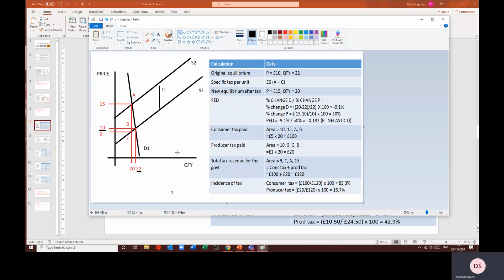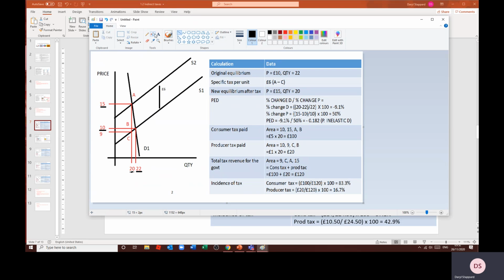But what we can then see is that when we introduce this £6 per unit tax, the price will grow in the market to £15. At that new equilibrium price of £15, the new quantity being bought and sold in the market is 20. So the market has shrunk, if you like, by 2. Remember, taxes can be used to discourage consumption in markets, and you can see the impact this has had.